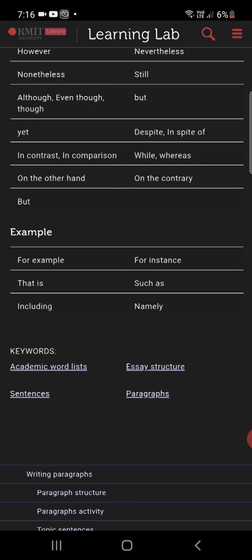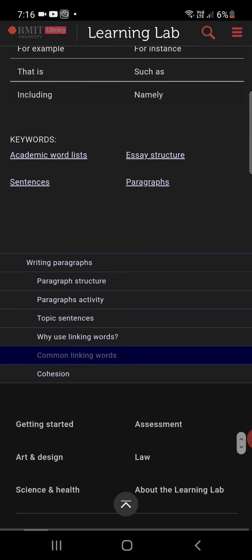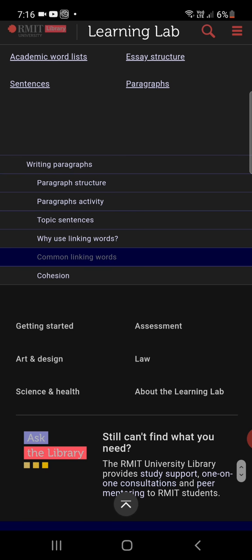I see essay structure is paragraphs. I see paragraphs is sentences. I see sentences is academic word lists. And then over here we have words over here. So writing paragraphs is paragraph structure. I see paragraph structure is paragraphs activity.